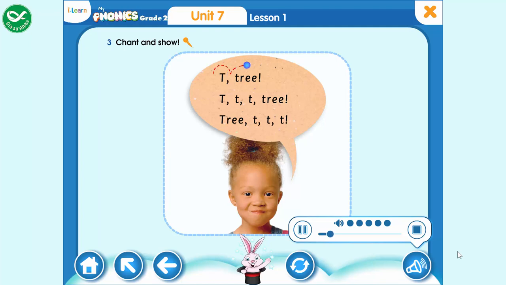Ta, tree. Ta, ta, ta, tree. Tree. Ta, ta, ta. Tiger, tiger, ta, ta, ta.